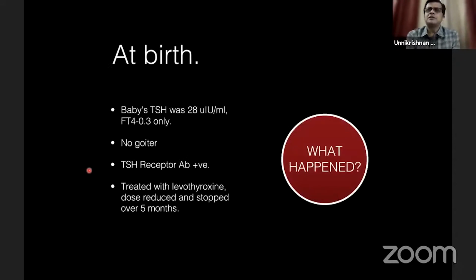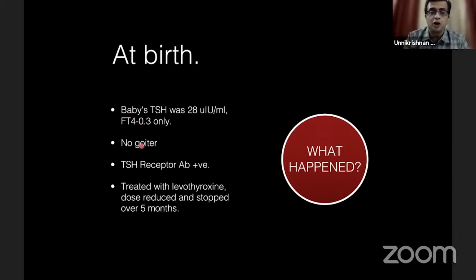Well, I was really surprised to see the baby when the baby was born. Remember, the mother had high T4, low TSH, thyrotoxicosis, TSH receptor antibody positive, and I treated with antithyroid drugs. But the baby, when the baby was born, the baby had hypothyroidism. So the baby's TSH was 28 and the free T4 was low.